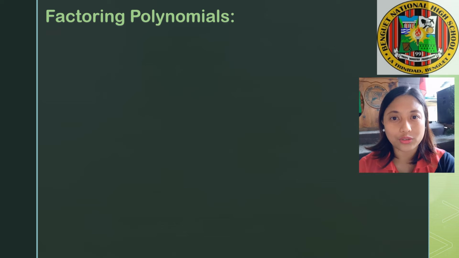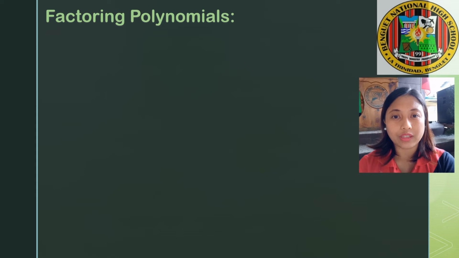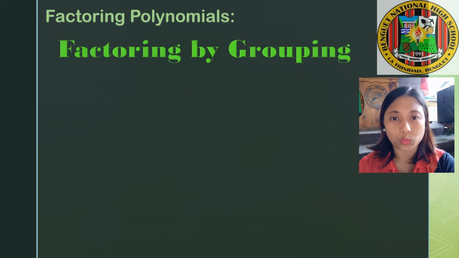Let's begin the lesson. In our previous discussions about factoring, we have been factoring monomials, binomials, or trinomials. So you have to ask, how about polynomials with more than 3 terms? How do we factor them? For this video lesson, we will be focusing on the method to factor out polynomials with more than 3 terms, and that is factoring by grouping.